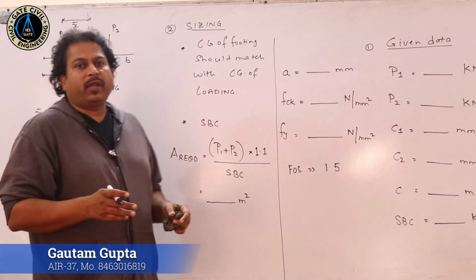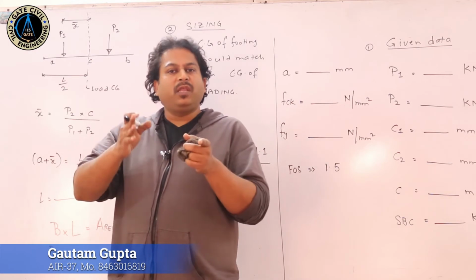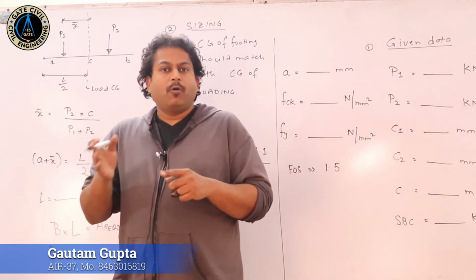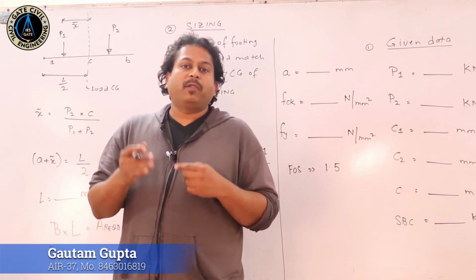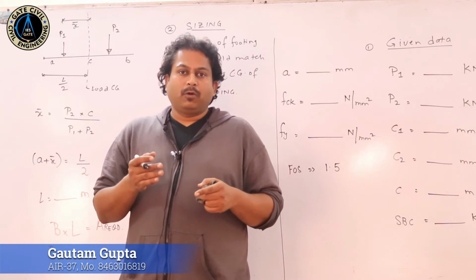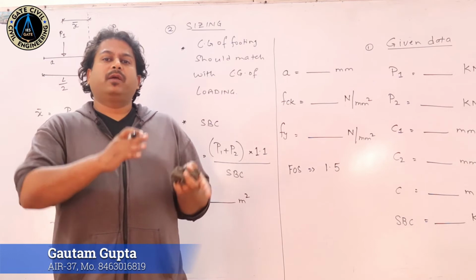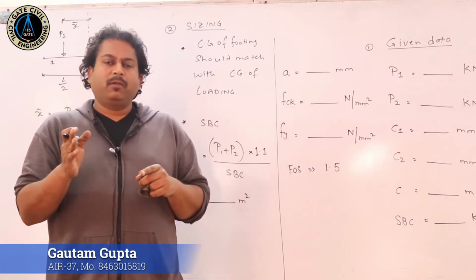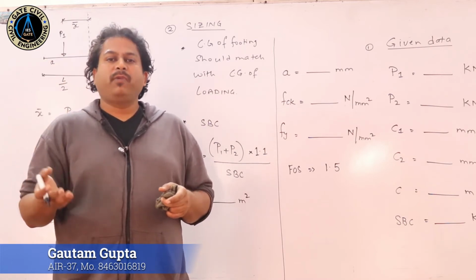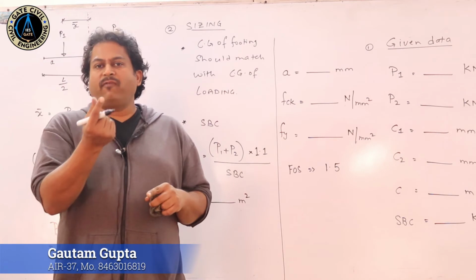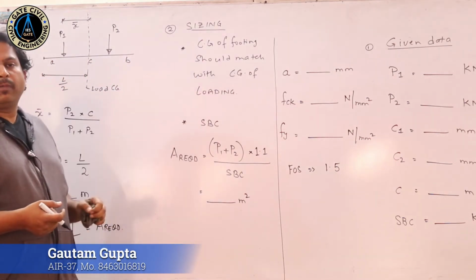Suppose the dimension that you are getting for length is a value of 5.37 meters. Always remember, whenever we are providing a footing, it should always be in multiples of 100. So instead of 5.73 or something, it is always better to give 5.8 meters or 6 meters, something like that. Never give a fractional value. So this is how given data and sizing are being utilized.